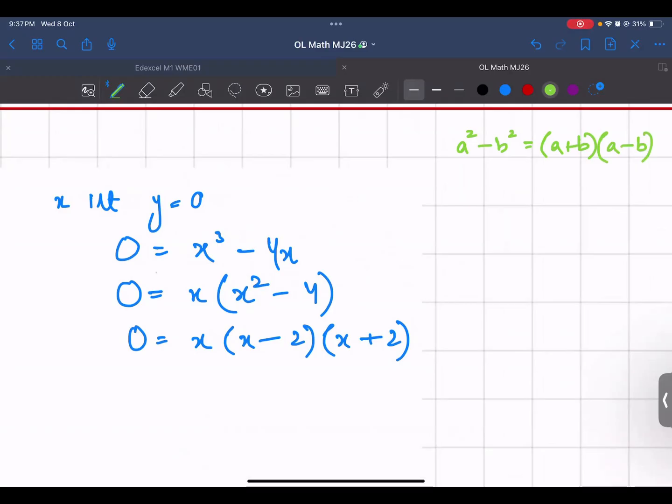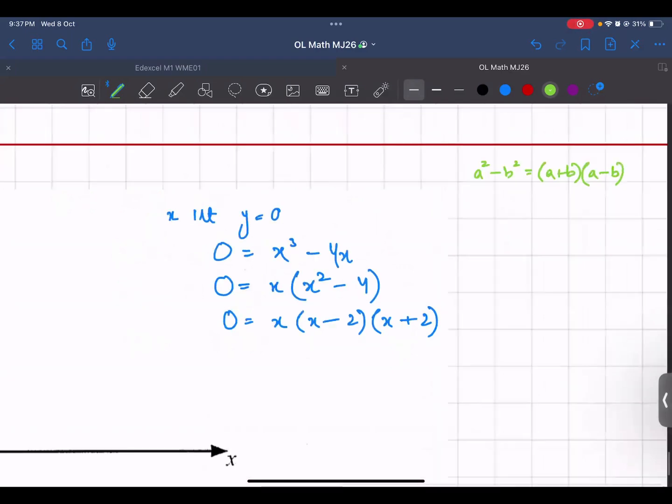Second one, no. Why? This is not a whole square. You just have the square on the x, not the whole square.